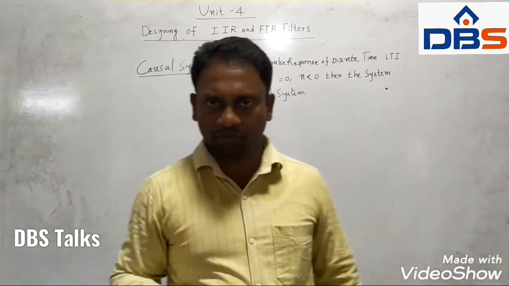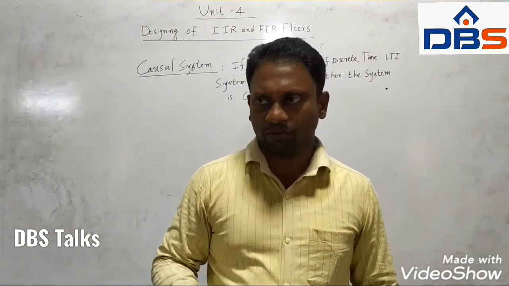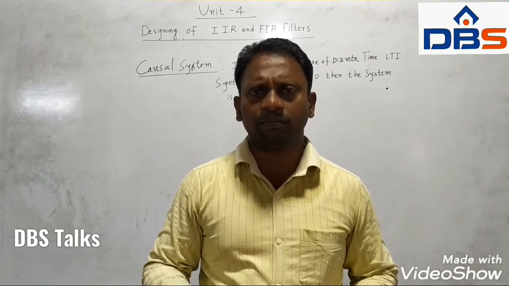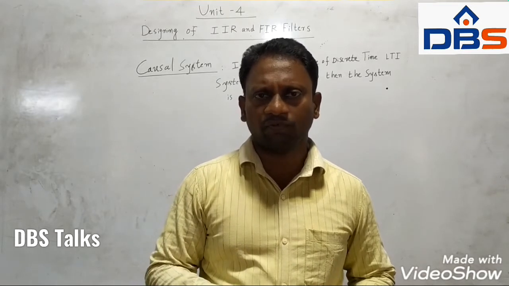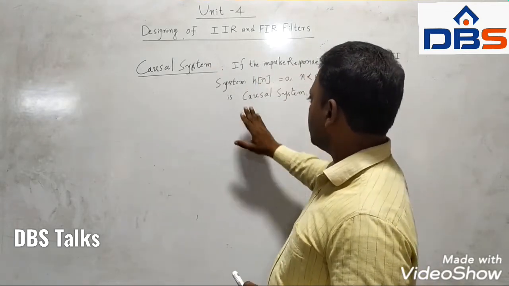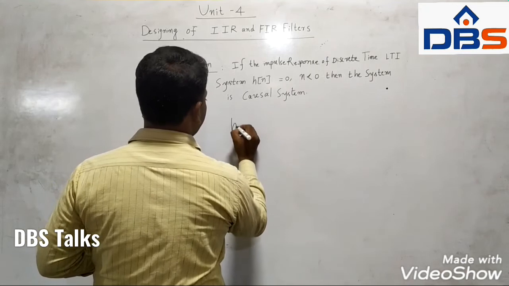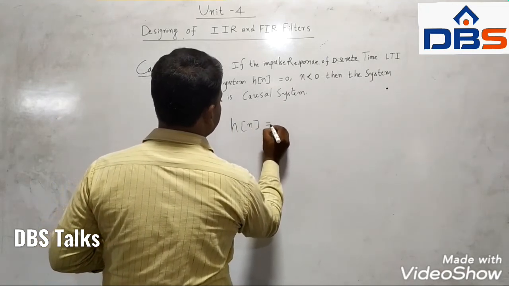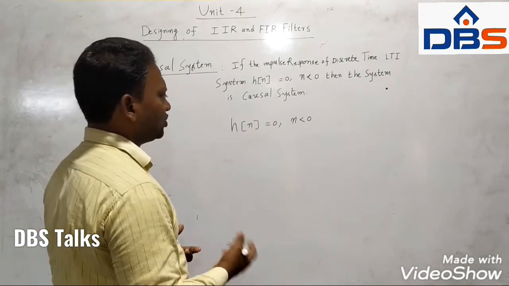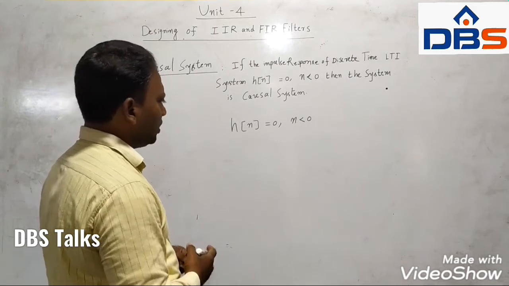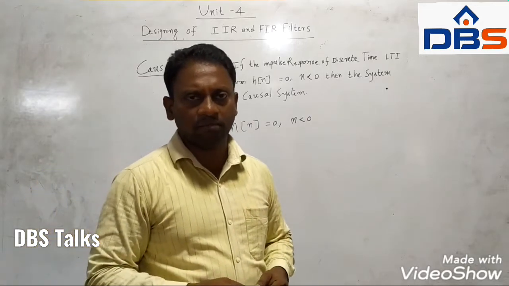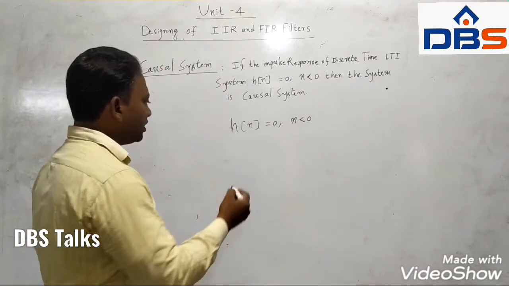Only causal systems are realizable. Non-causal systems are not realizable, because their impulse response is present even for negative values of time. Such type of impulse response we cannot get in reality. So that is why, for a causal system, the impulse response h of n is 0 for n less than 0, and it is not 0 for n greater than or equal to 0. This condition must be one of the important conditions to realize any discrete time or digital filter. So what is the meaning of this?